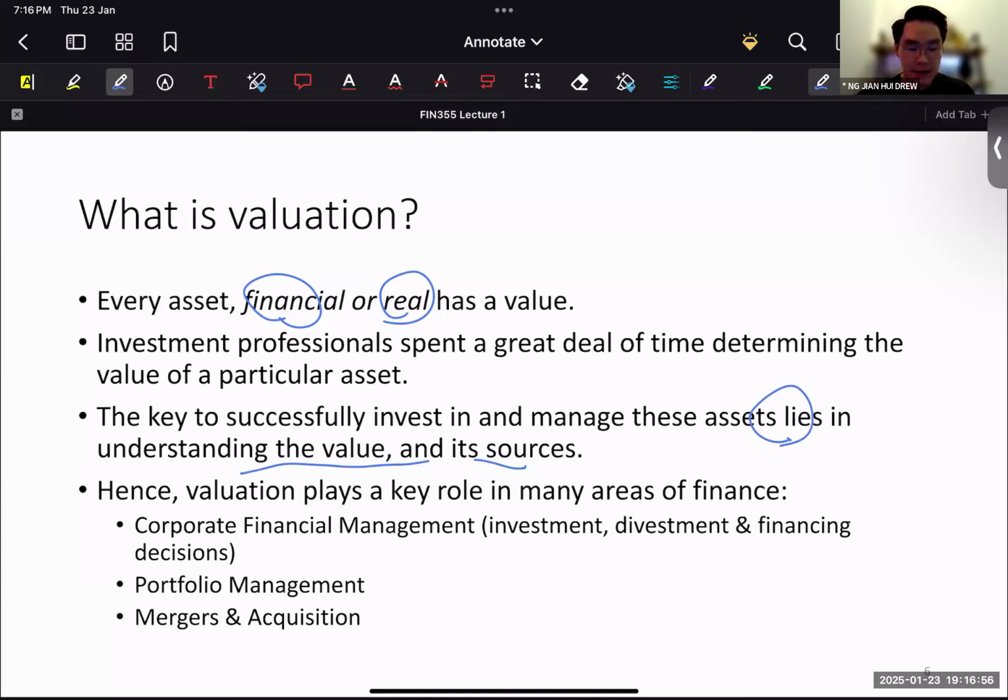There are certain key roles in finance, as you can see here. Value investing, yes, that's right: to invest in something that will earn you some profit and some value.